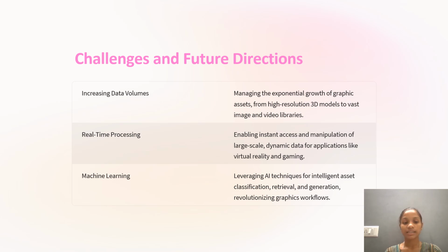So basically, with increasing data volumes, we have to collect the data in a large volume to build a model or to resolve for high resolutions. And then we have to use real-time processing so that the data is visible, or it can be modified by the user also. It should be real time, as used in day-to-day life. And then machine learning: here we learn AI techniques and intelligent assets, and then classification, retrieval, and generation, revolutionizing graphic workflows.